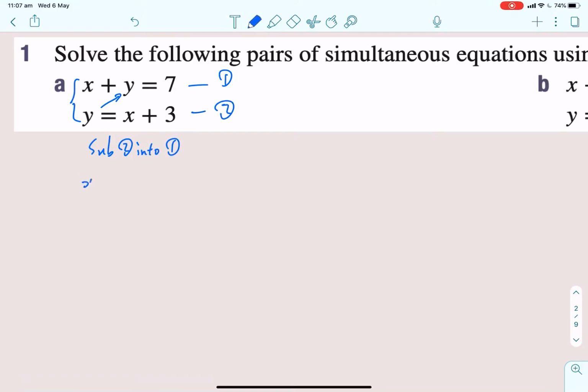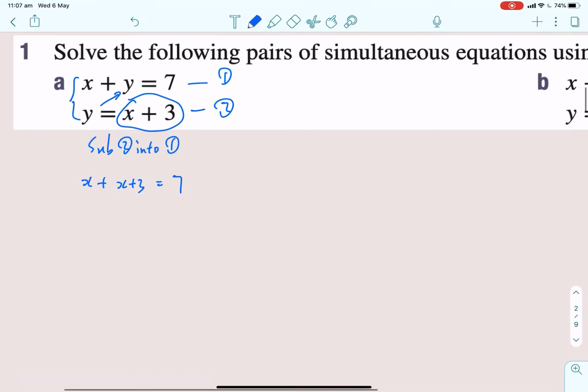So we have x plus something equals 7. Now the y, we can replace with the entire thing here, x plus 3. So we've got x plus 3 here. We've got a plus here, but if you've got a minus at the front, you need to put a bracket because it changes a lot of stuff. If it's plus, we just write as it is. That's fine. x plus x is 2x, plus 3 equals 7.